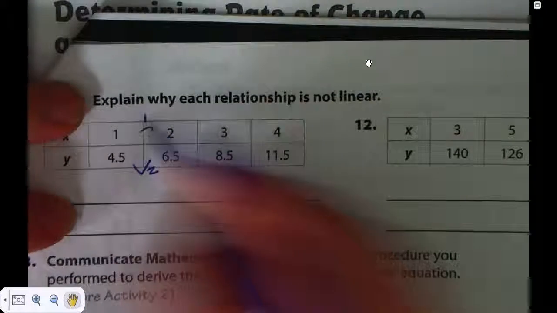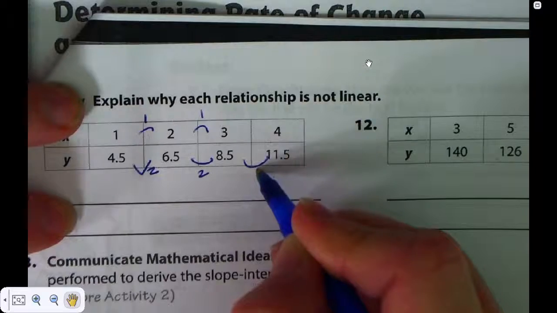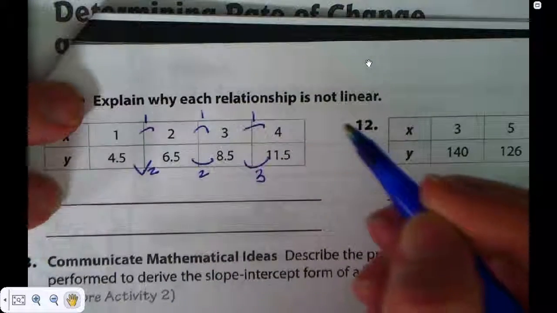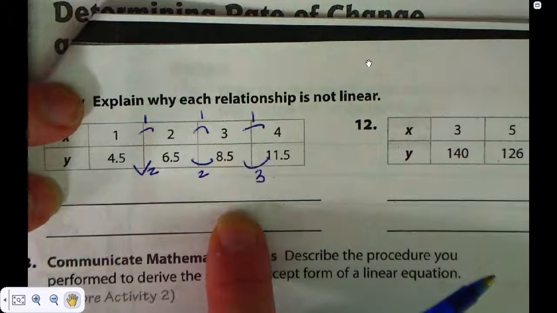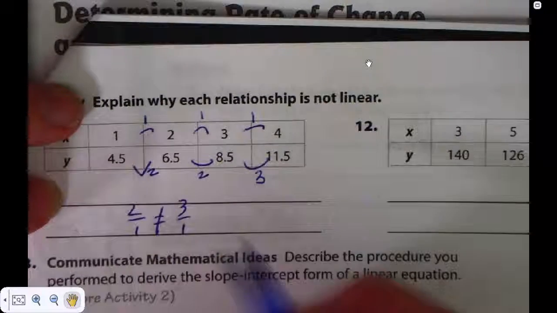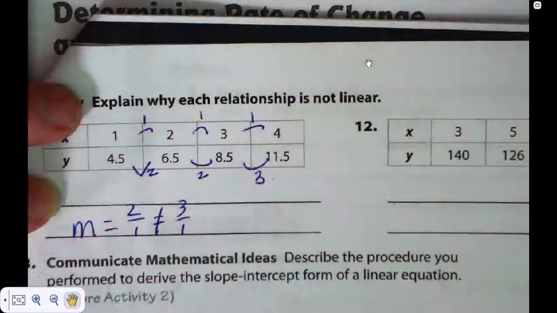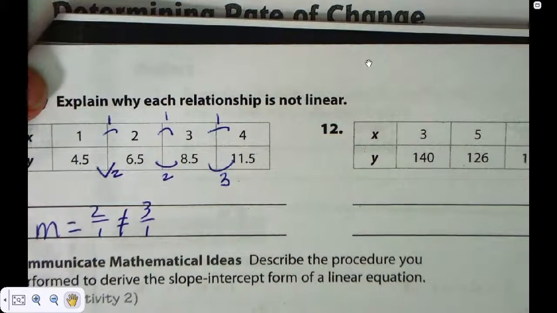Let's look. We're going to see if there's a rate of change, right? If it's the same. What's that go up? 2, and that goes up 1. 2, 1. Uh-oh. That goes up what? 3, huh? So it's not linear because the rate of change is not constant. 2 over 1 does not equal 3 over 1. You're trying to find M, rate of change, slope. Does that make sense?